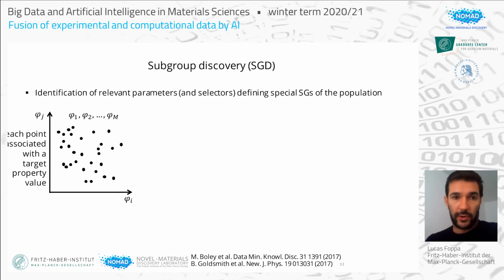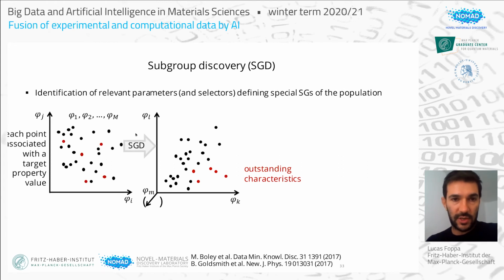So how does it work? We start with a data set where each data point is associated with a target property value. So in our case, the target is the rate of formation of acrylic acid. And we have a lot of these features that describe these materials. This can be a property of a material or a parameter related to a material. And we have a lot of them.